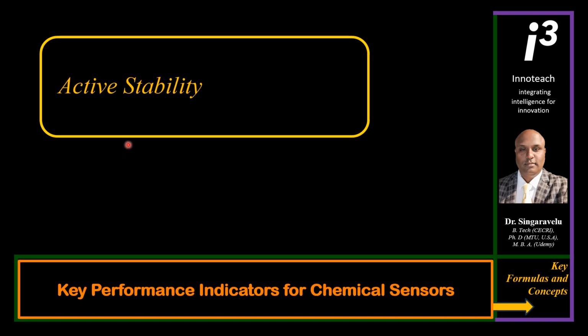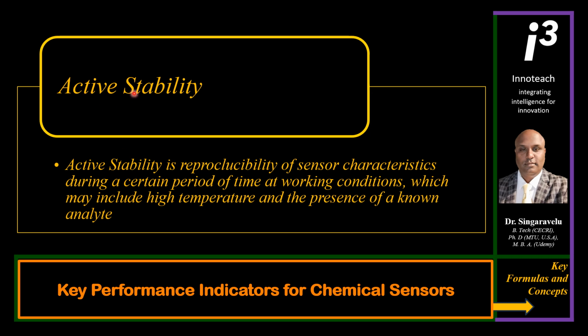When we talk about stability, there are two types of stability. One is called active stability. Active stability is the reproducibility of sensor characteristics during a certain period of time at working conditions, which may even include a high temperature and the presence of a known analyte. So here you will have certain influence from the temperature, and under those conditions, you are maintaining the stability for a certain period of time.